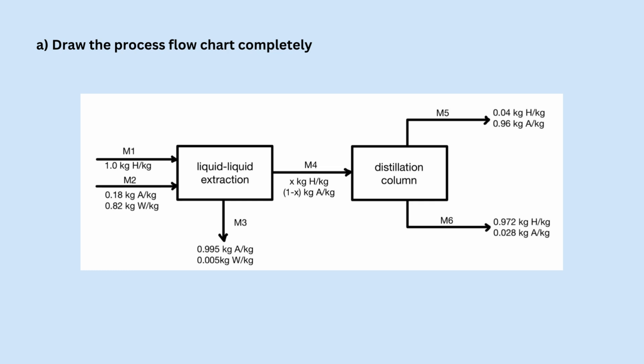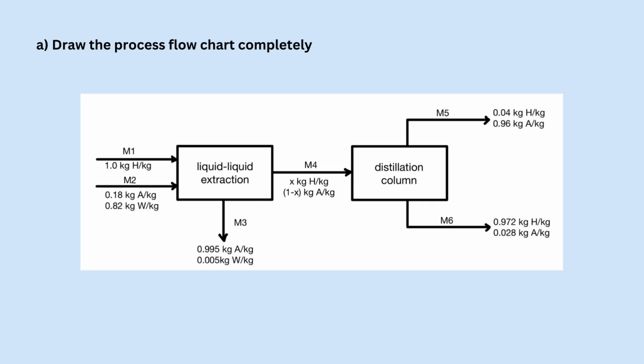The question states that the other feed to the liquid-liquid extraction column is pure hexanol. From the question, we don't have any flow rate given, so we will label the streams M1 and M2. The water-rich stream that leaves the extraction column is 99.5 weight water and 0.05 weight acetic acid, and we label it M3. The hexanol-rich extract leaving the extraction column is fed to the distillation column.